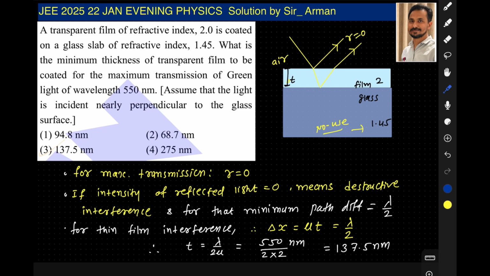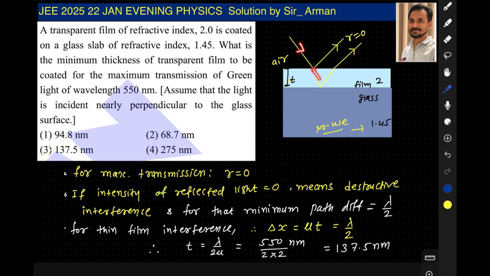A transparent film of refractive index 2 is coated on a glass slab of refractive index 1.5. So here I have shown, this is the transparent film which is coated on this glass. What is the minimum thickness of the transparent film to be coated for the maximum transmission of green light of wavelength 550 nanometer? See, here we have to pass the light such that the maximum green light passes.